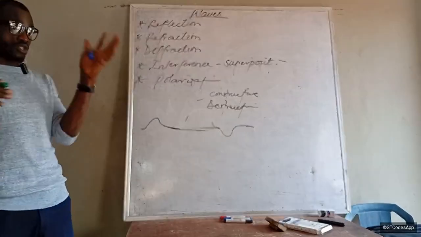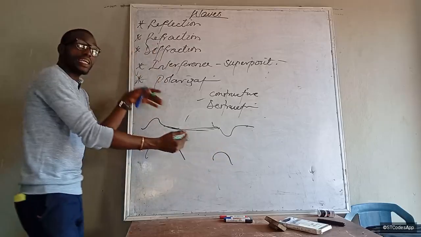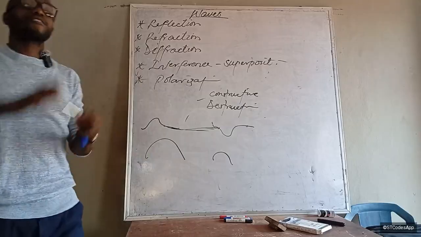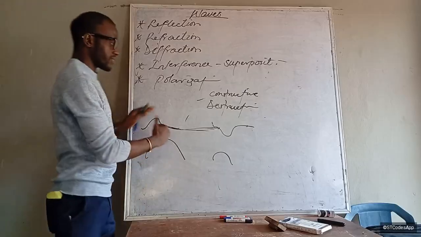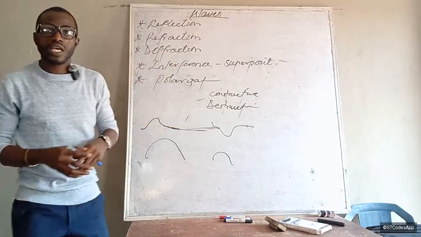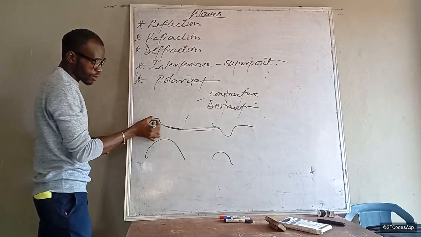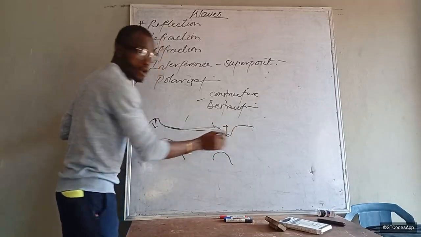Do you understand constructive and destructive now? So if there's a big crest and a small crest, when they meet, they will still give a larger crest. That is constructive. They construct something. Think of it that way. Then if a crest is meeting a trough, it will cancel out. But it will become zero only if the magnitude of the amplitude for the crest is the same as the trough.